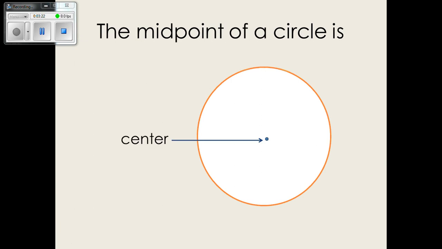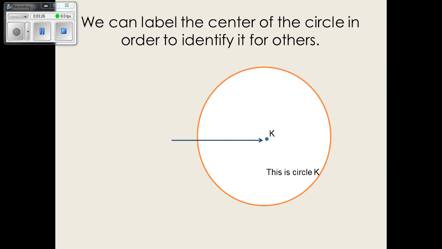The midpoint of the circle is called the center, and we can label the center of the circle in order to identify it for others. I have labeled the center of this circle K, so we can refer to this particular circle as circle K.